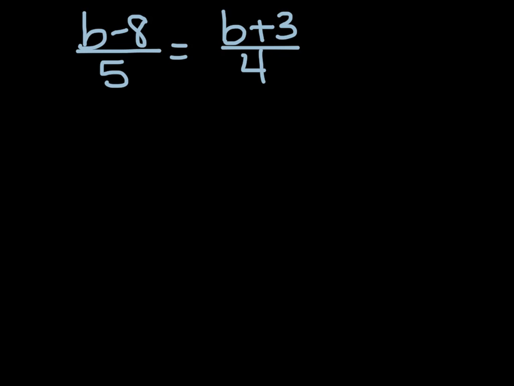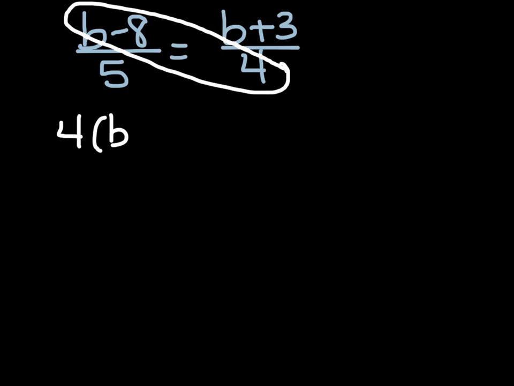Trying to solve this using what you have previously learned about equations is possible, but it's just much more simple if you know that the cross product property works. So let's just look at this as setting our cross products equivalent to each other. So if I look at this, that means that I have to take b minus 8 times 4. Well, the best way to write this, you're multiplying two quantities, would be to show it using the distributive property.